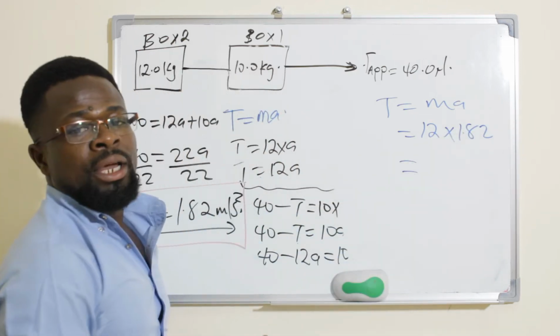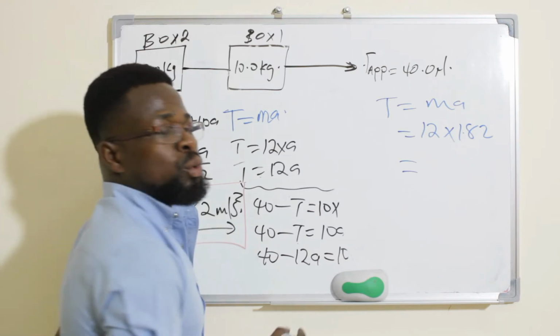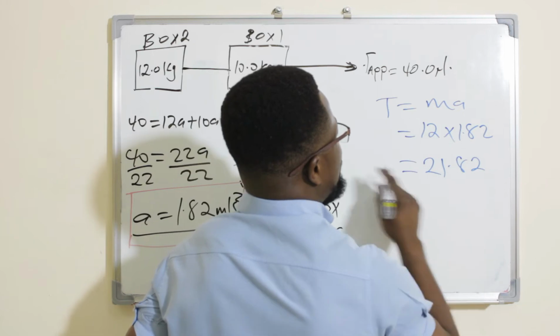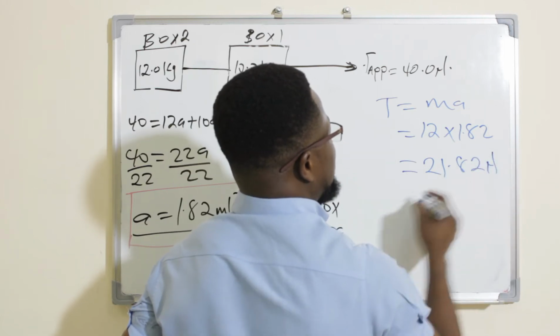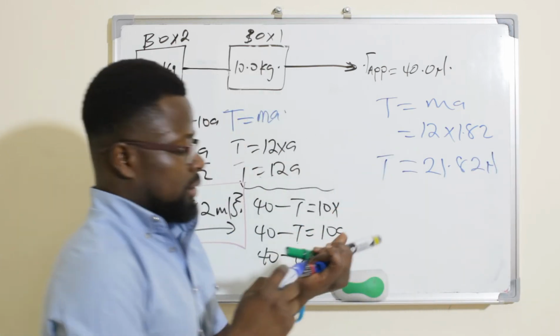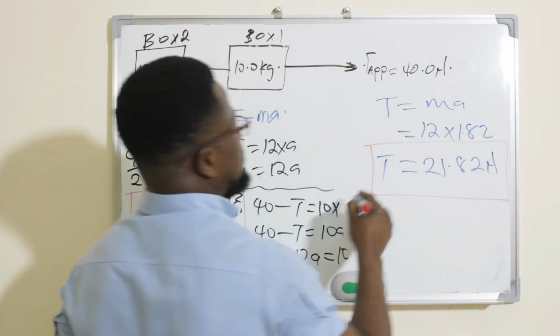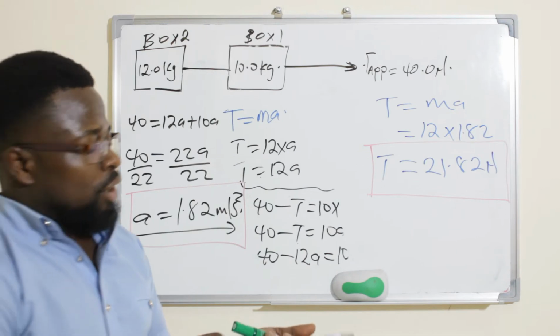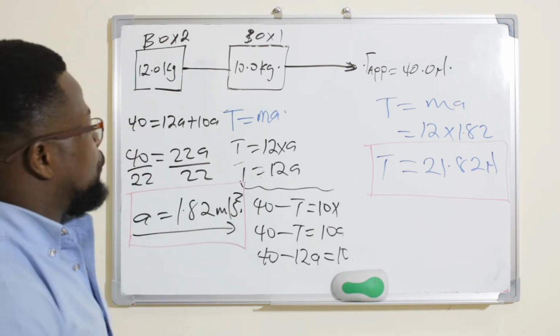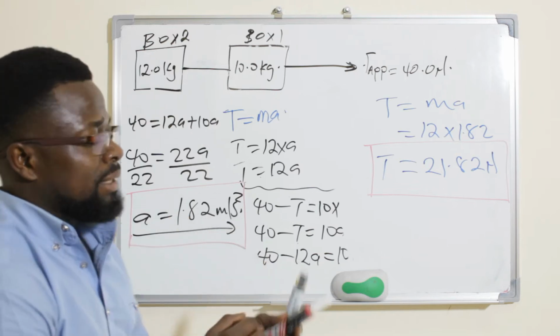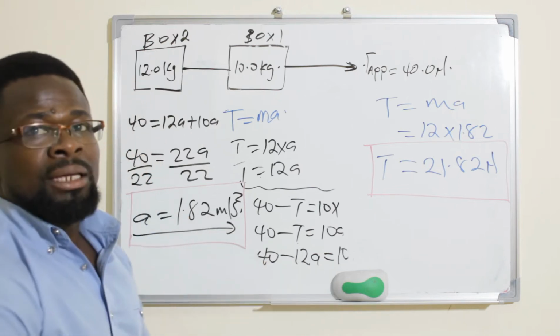And once we do this and multiply the two together, we're going to get 21.82, and it is tension. The unit must be in what? Newtons. So this is the tension in the cord. And now somebody will ask the question, what about if we decide to use the equation number 2? Well, we can try that and see if we're going to get the same answer.